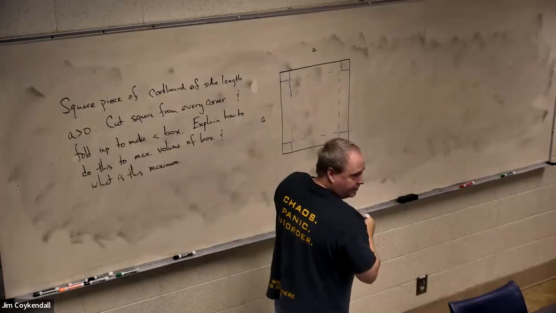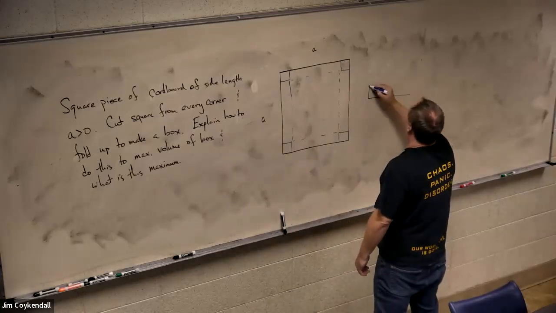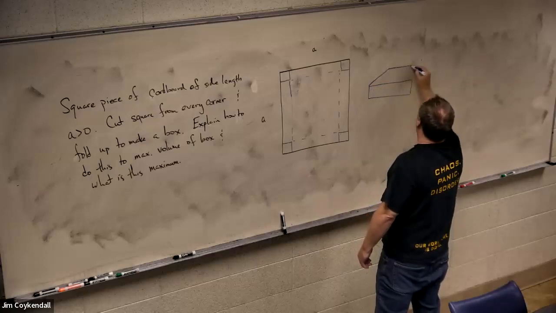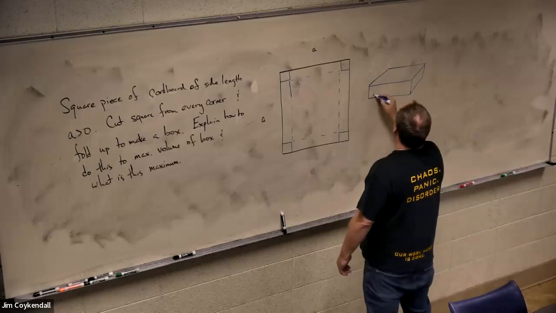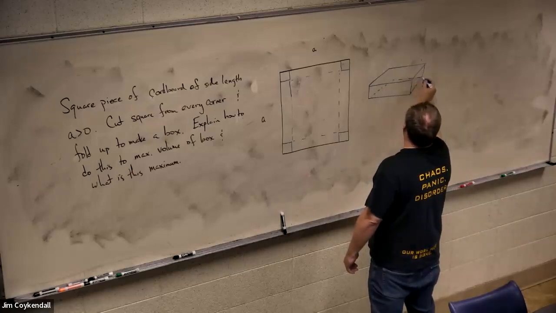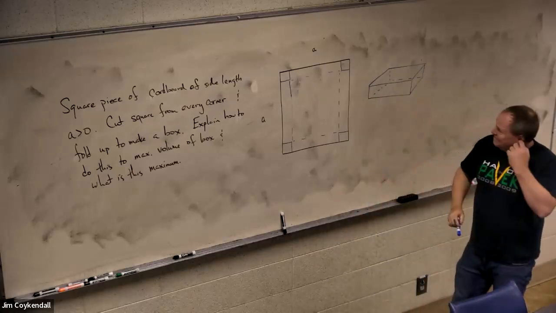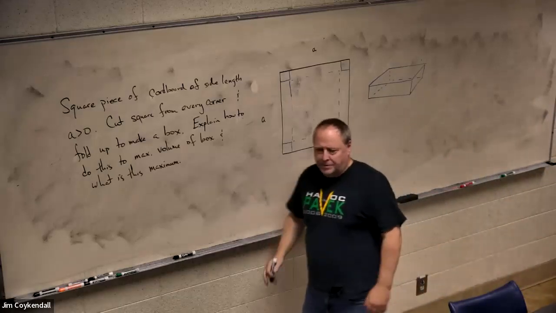So the box looks like this. You fold it up. What else should I label?